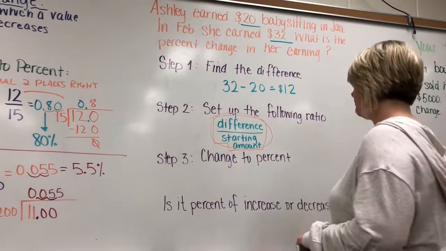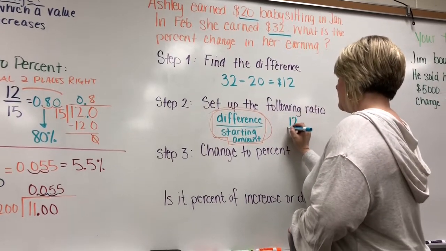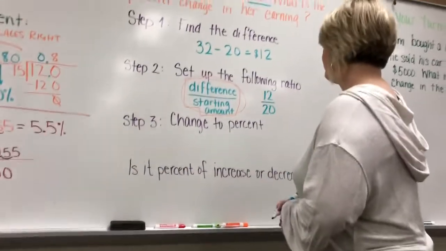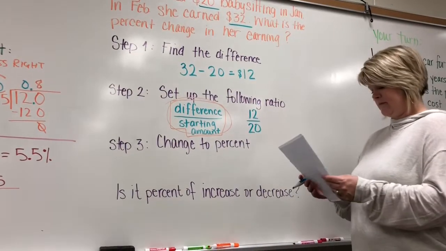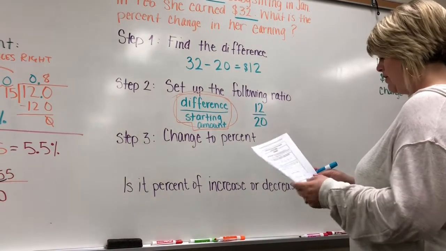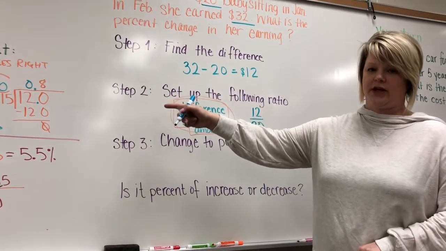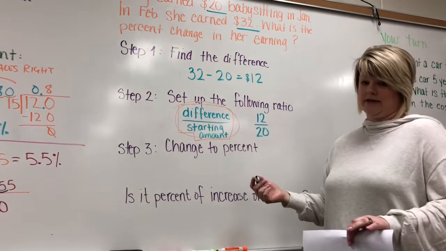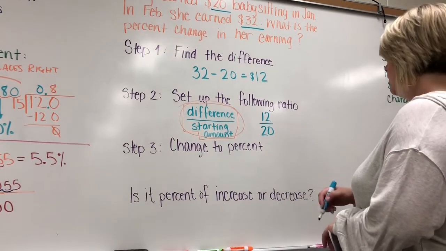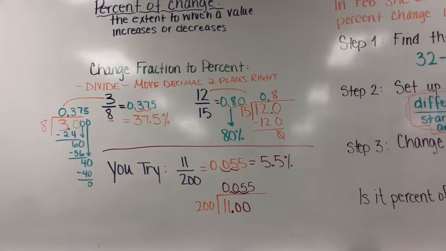Difference over starting amount. So my difference was 12. My starting amount in January was 20. Okay? So now I have 12/20. At this time, I can change a fraction to a percent by dividing, or I can set it up as a proportion, either one. Since we just looked at changing a fraction to a percent, that's what I'm going to do.